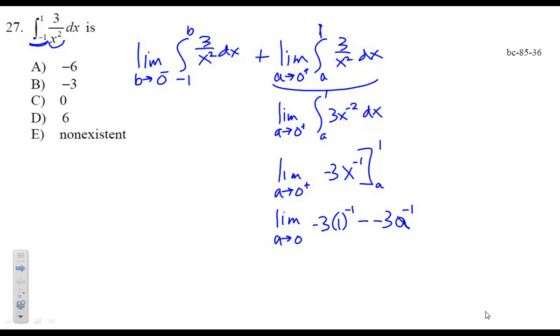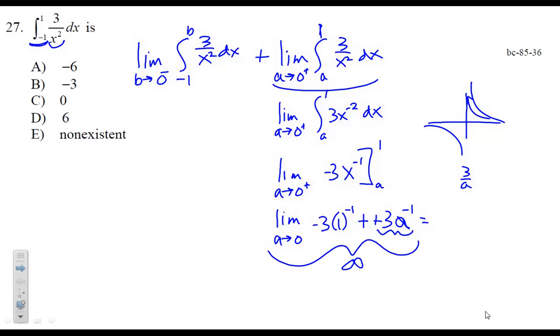All right? Let's focus in on this part right here, which is essentially 3 over a. What does 3 over a look like? Well, it looks like the standard hyperbola, and as we get closer and closer to 0, this thing is shooting up. This thing right here is infinite. This limit is unbounded. And because it's unbounded, we say the whole integral does not exist.